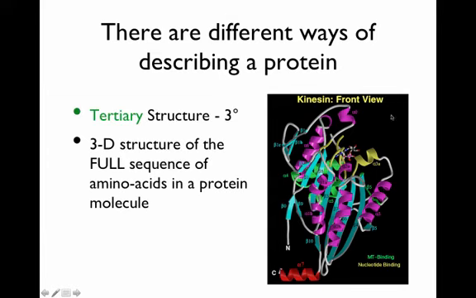That's the overall three-dimensional shape of one chain of amino acids, of one protein molecule. So if I was interested in describing the entire three-dimensional shape of this particular protein, then I would be talking about its tertiary structure. So again, primary structure, you don't care about the three-dimensional shape, you only care about the order of the amino acids. Tertiary structure, you're talking about the overall three-dimensional shape of one particular kind of protein.